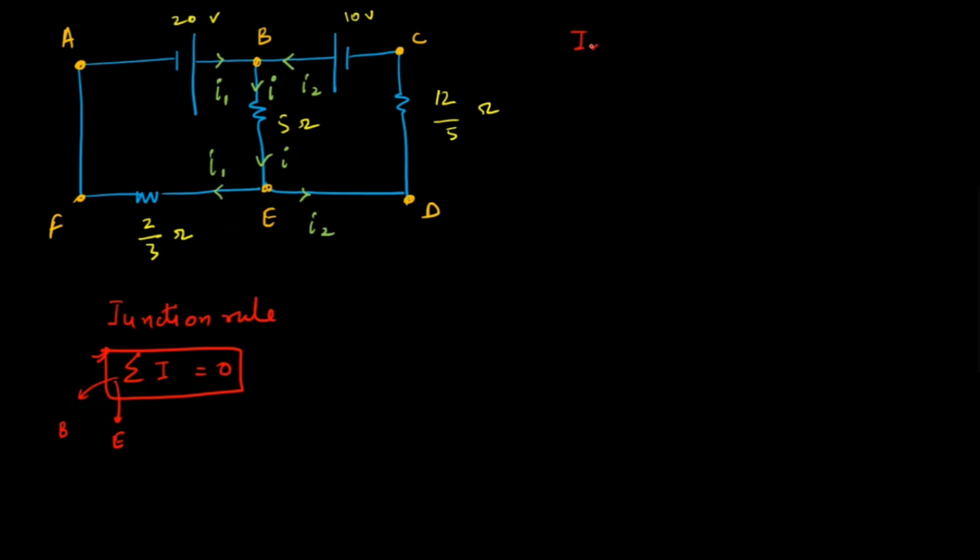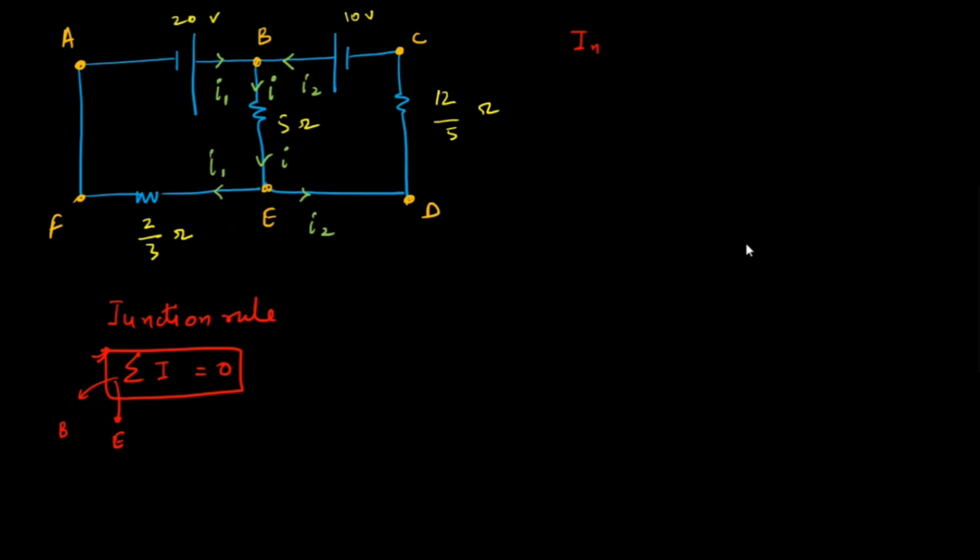Now in loops, we have to apply the second rule, which is called the loop rule. Just tell me, how many variables do we have here as of now? What are the variables we have here? I1, I2, and I. Exactly. So here we have three variables, and in order to solve any problem having more than one or two variables, you need to have that many equations. So if there are three variables, we need at least three equations.